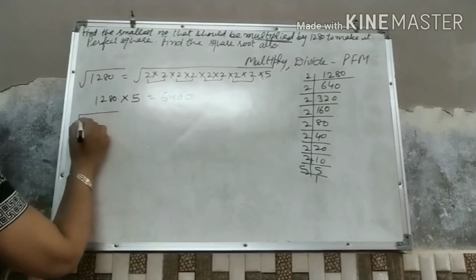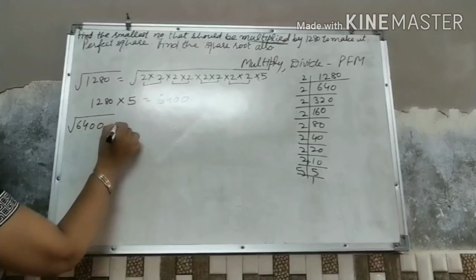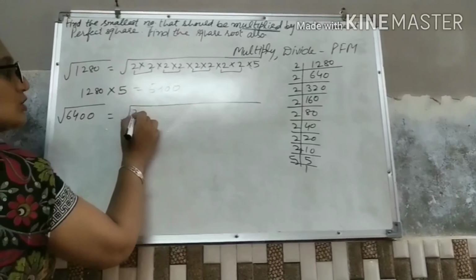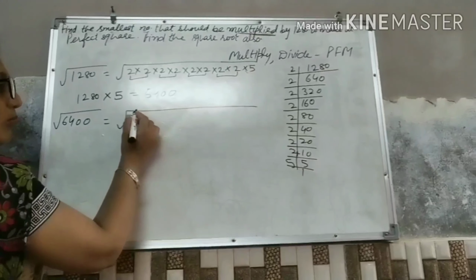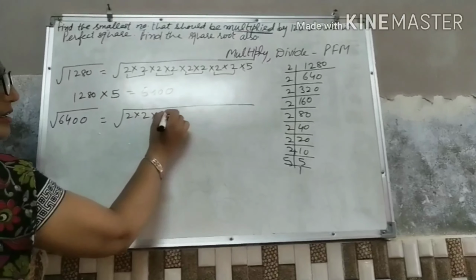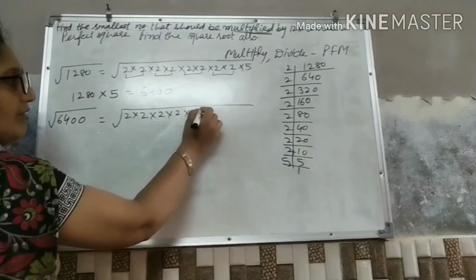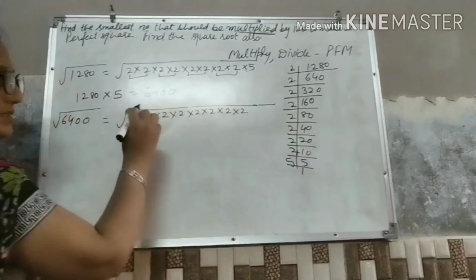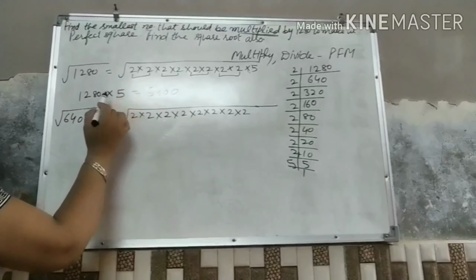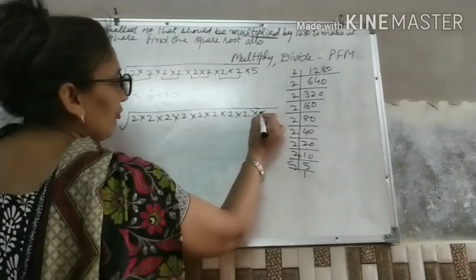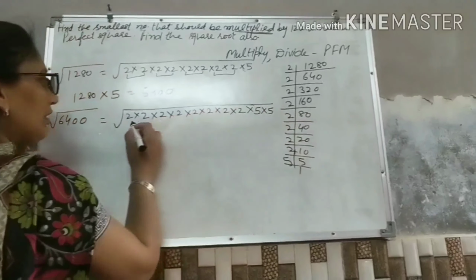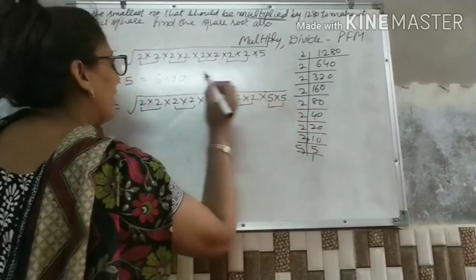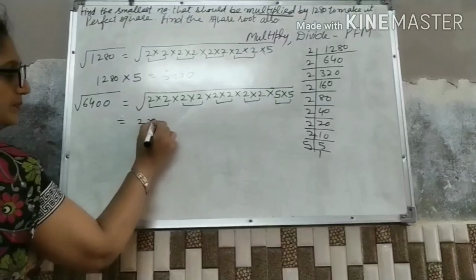Now we will write the prime factors of 6400. We have already found the factors of 1280, but here we have multiplied it with 5, so one more 5 will be there. Now we will make the pair and find its square root.